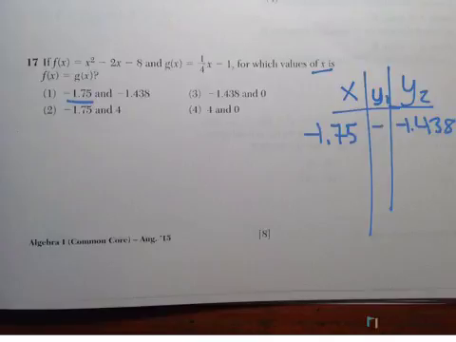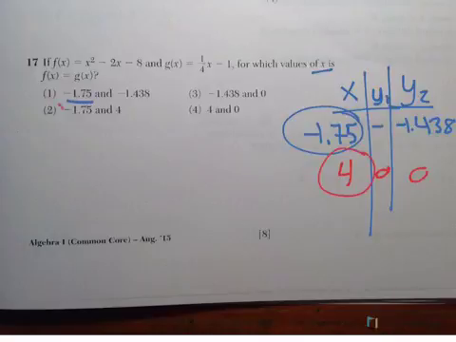And so we know that that is one of our x values where they both have in common. And so let's see, if I check negative 1.438, well, they don't have the same y values, so let's check 4. So if I check when x is 4, my y values are both 0, so my two answers are negative 1.75 and 4, choice 2.